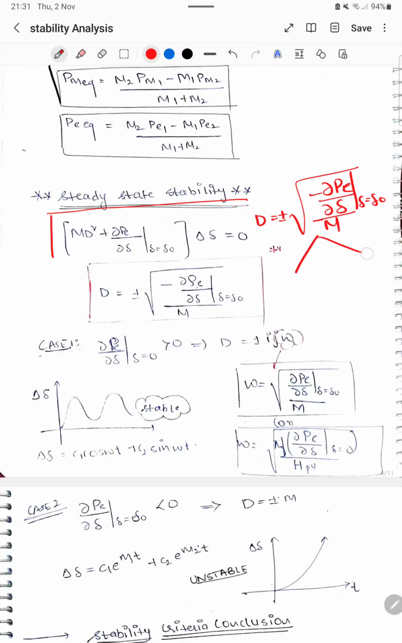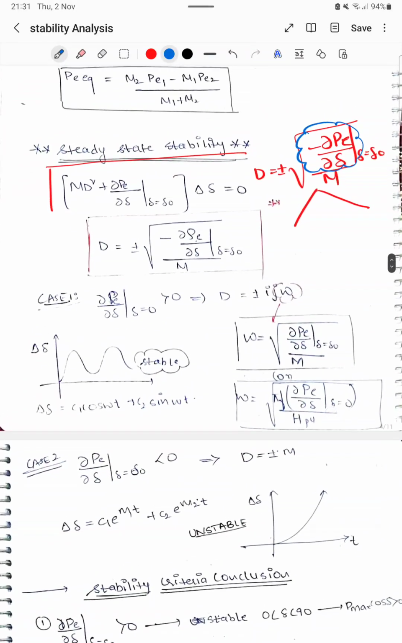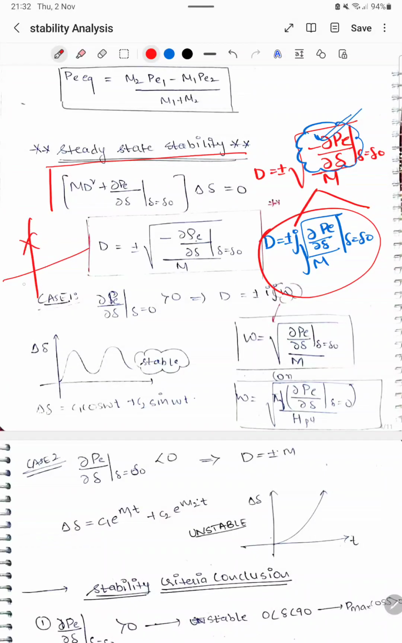So now there come two cases. This quantity can be positive or negative, and depending upon the quantity, we will come across two cases, stable and unstable case. Let's assume first case to be this value being positive. So if that value is positive, what we get is d equals plus or minus j root dou Pe upon dou delta upon M, okay, at again delta equals delta naught. So this is nothing but, in this case we got poles on the y axis.